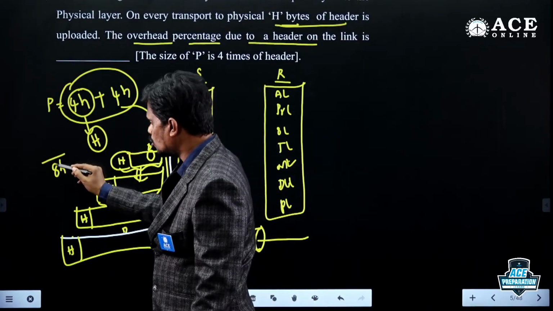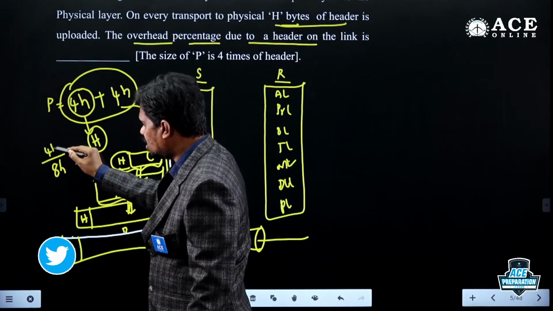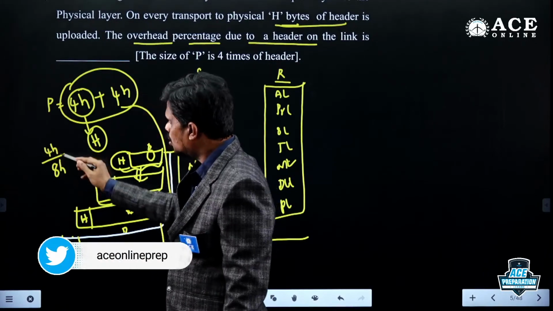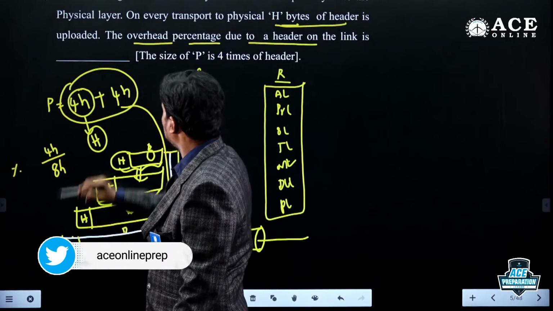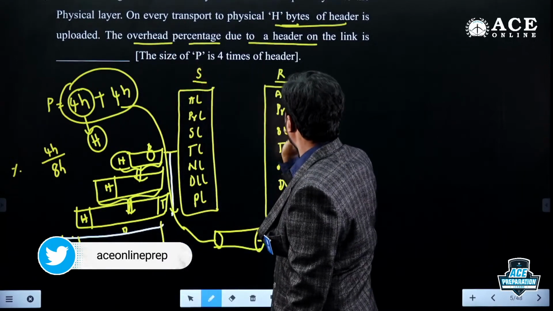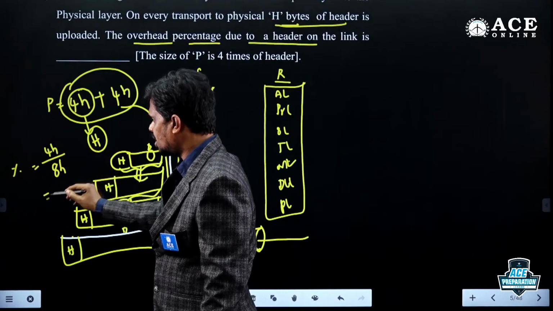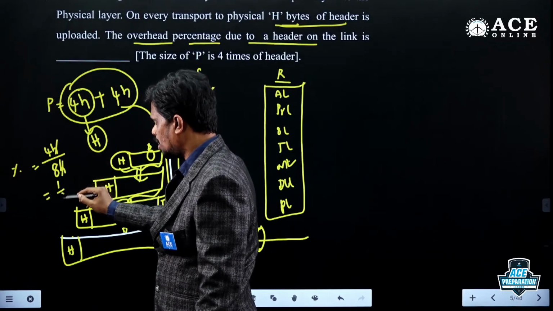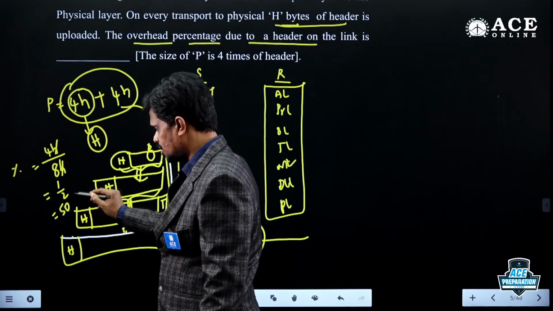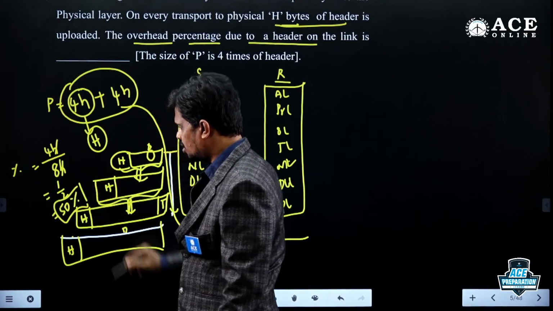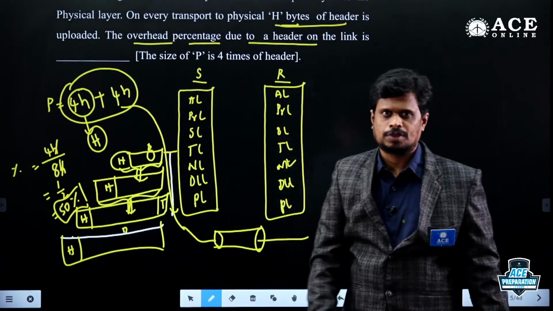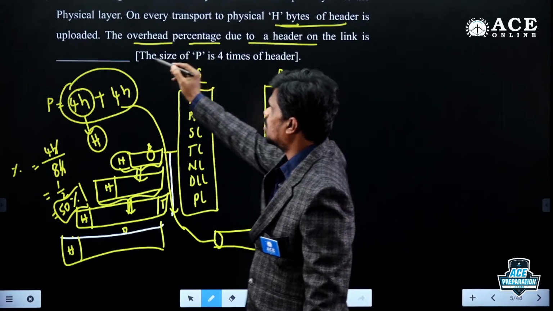And this is the total. So out of 8H, 4H is the header. Correct? So the overhead percentage due to the header on the link is equal to 4H by 8H. 4H by 8H, H gets cancelled, 1 by 2, which I can write as 50%. So 50% is the answer for this question.